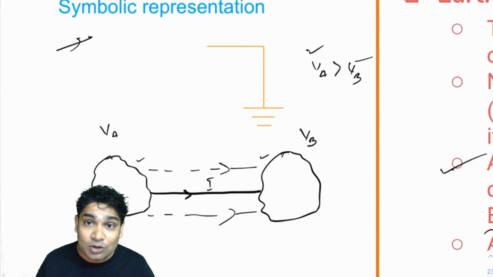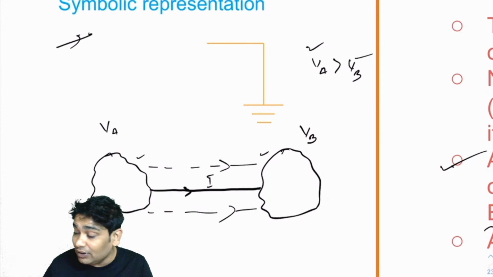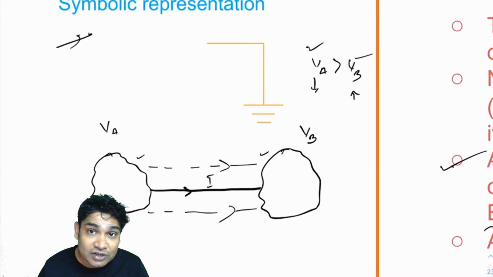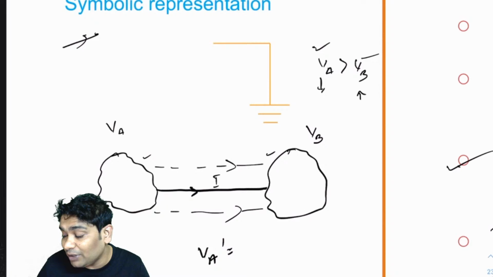So if the charge on A reduces and the charge on B increases, what will happen? This will start going down and this will start going up. There will eventually come a point when the final potential at A becomes equal to the final potential at B. At this time, this electric field will disappear and the current here will become 0.